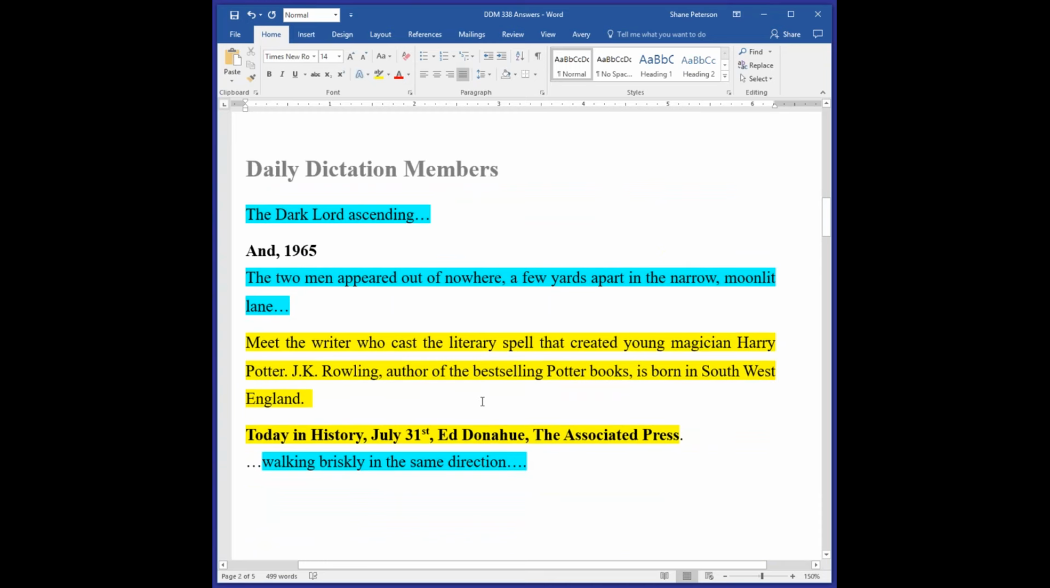The Dark Lord ascending. The two men appeared out of nowhere, a few yards apart in a narrow, moonlit lane. Meet the writer who cast a literary spell that created young magician Harry Potter. J.K. Rowling, author of the best-selling Potter books, is born in southwest England. Today in history, July 31st, Ed Donahue, The Associated Press. Walking briskly in the same direction.